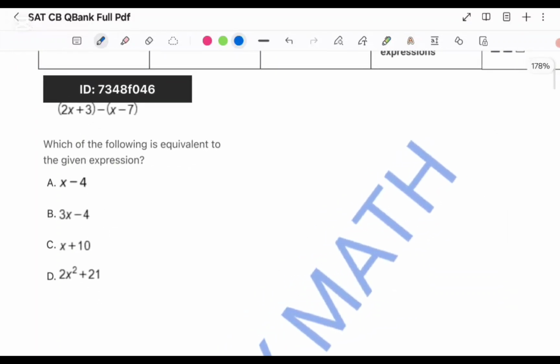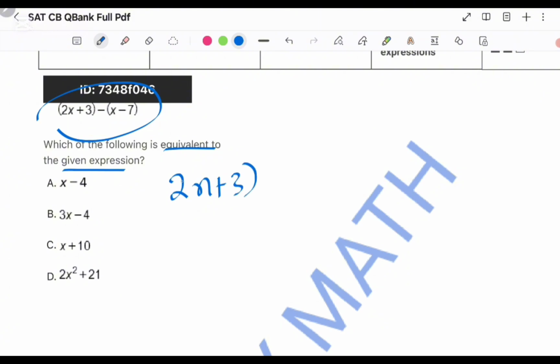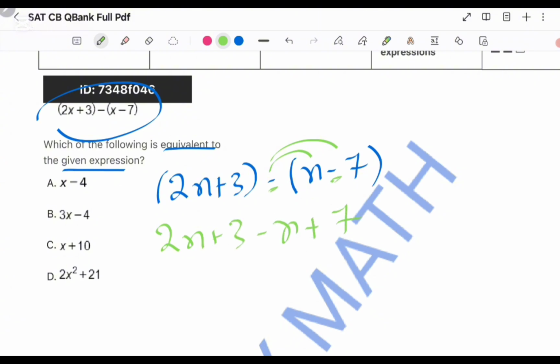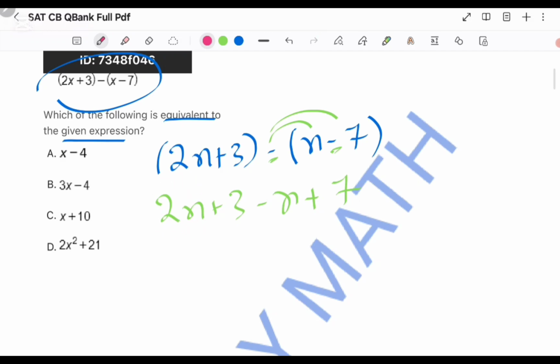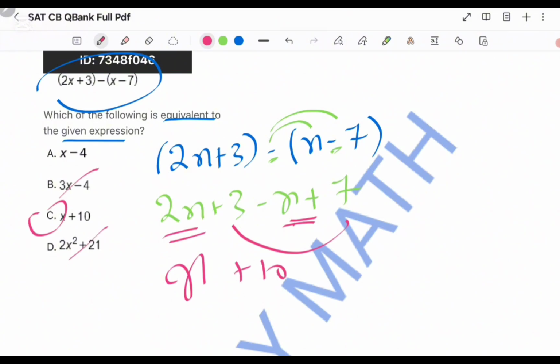Moving forward, we have: which of the following is equivalent to the given expression? I can see 2x plus 3 minus x minus 7. Let's first expand the bracket and give each one of these a negative, because negative is kind of an evil operation. So 2x plus 3 and then negative x, and negative is going to be positive 7. Now I'm going to join my like terms: we have this and this, and we have two constants. So 2x minus x is going to leave me with 1x, and I'm going to cross these out. And then the 3 and 7 leave me with a 10, so I have C, which is the right answer choice for me.